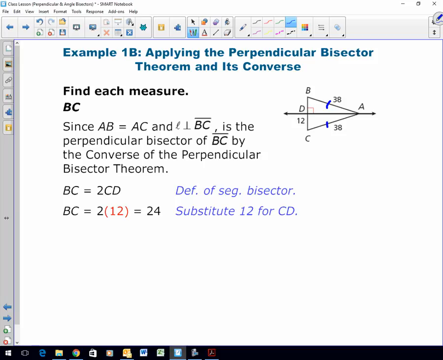Look at how I do this problem. If those are congruent, then AD is the perpendicular bisector of BC. If this is the perpendicular bisector, it's got my 90-degree angle, and it means that these two segments are congruent to each other. So if this is 12, how much is this one? So what is BC? 24, right, 12 plus 12. You've got to apply that theorem and then add.